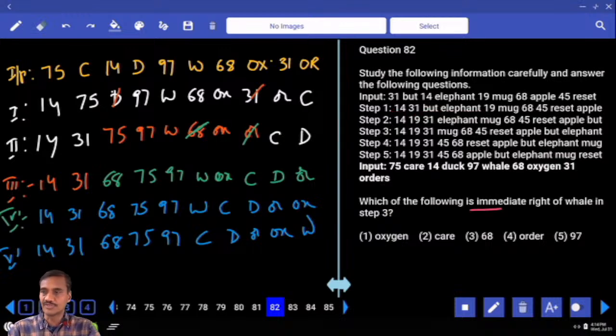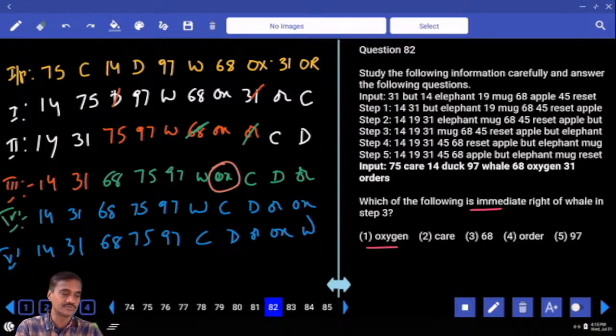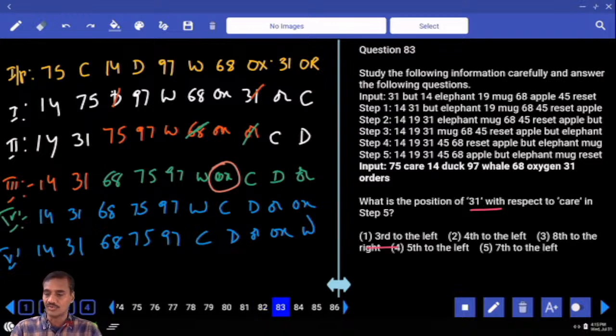Then which of the following is immediate right of whale in step 3? In step 3, whale's immediate right hand side, what is the element we have? OX. That is given in the choices, oxygen, choice 1, 82. Then 83: what is the position of 31 with respect to K? 31 is here, K is here: 1, 2, 3, 4. Four to the left hand side. What is the choice we have? Choice 2. Clear? Then 84.